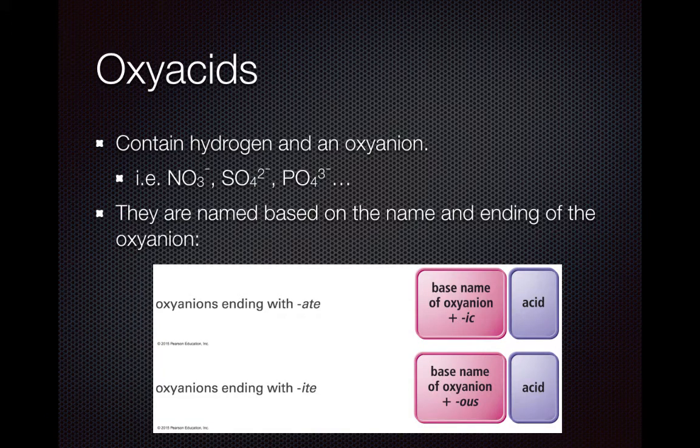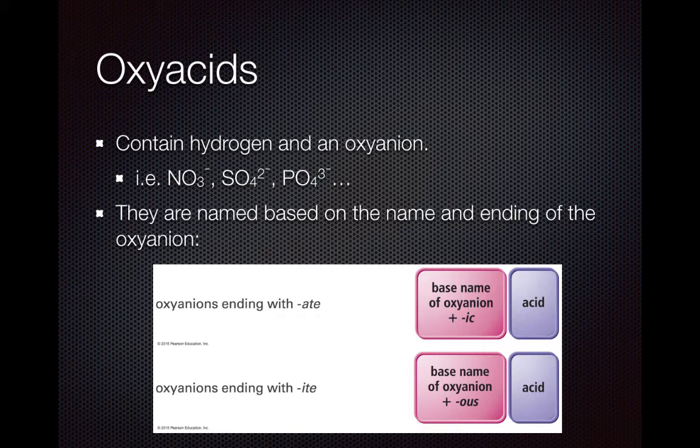So if we have an oxyanion that ends with ate, so the three examples we have up there, nitrate, sulfate, phosphate, they all end in ate, then we give the acid the base name of the oxyanion plus ic. So nitrate, the base would be NITR, so we say nitric acid.